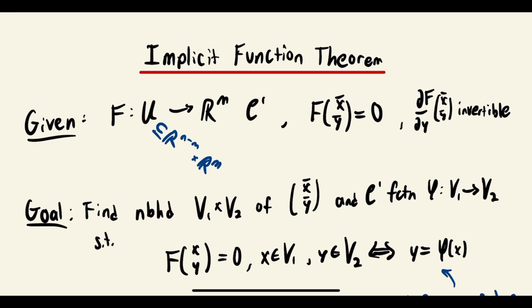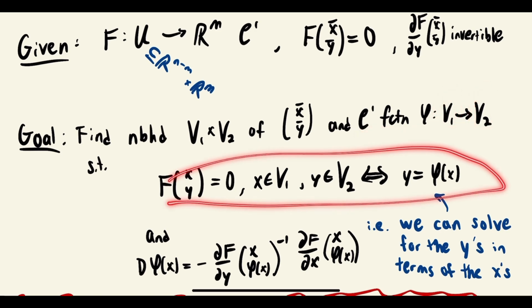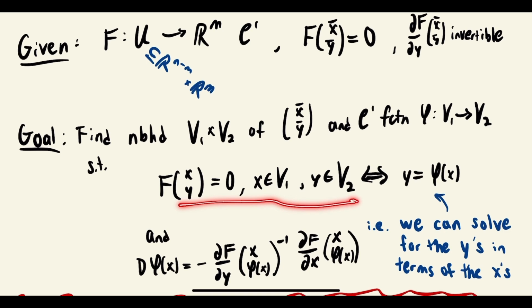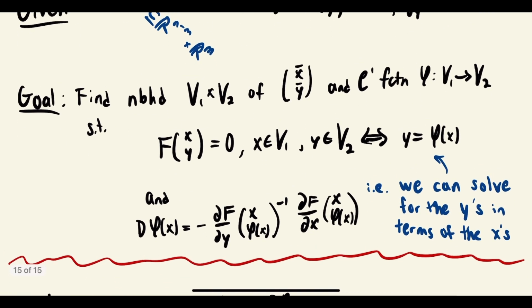So with those assumptions, our goal then is to find a neighborhood v1 cross v2 of this point x bar, y bar, and a C1 function that takes us from the first part of the neighborhood to the second part, such that we have zeros in this neighborhood exactly when we can solve for the y variables in terms of the x variables. And then finally, even if we don't explicitly know what the phi function is, we can calculate what the derivative of phi is in this way. So we want to prove that formula as well. All right, so let's get to it.